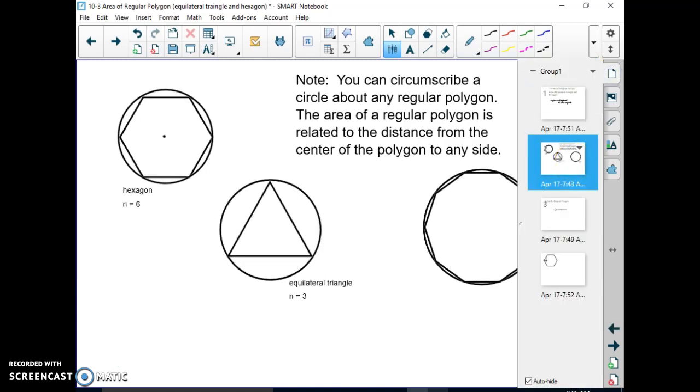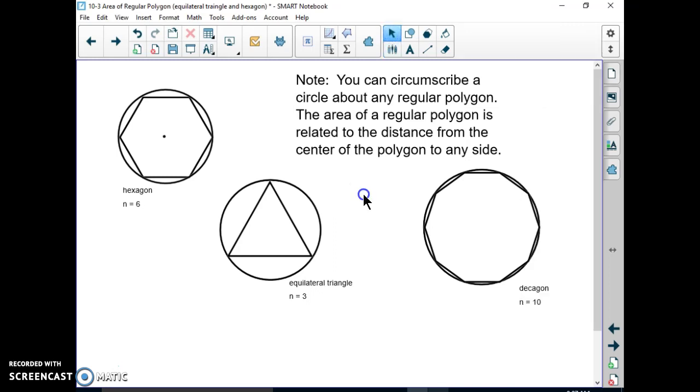So we're going to focus on basically a hexagon and an equilateral triangle today, but we'll take this a step further in a couple days to all regular polygons. So it can have any number of sides. Remember, a hexagon has 6 sides. Of course, an equilateral triangle has 3, and then I have an example here of a decagon, which we're not going to do one of today, but eventually we will get to those.